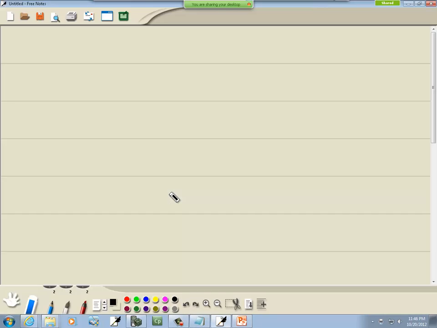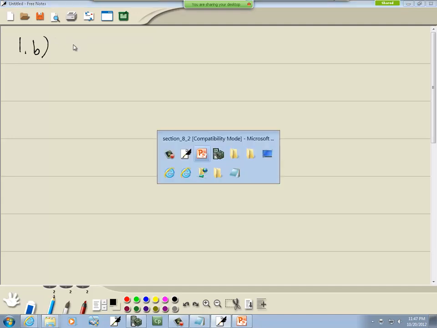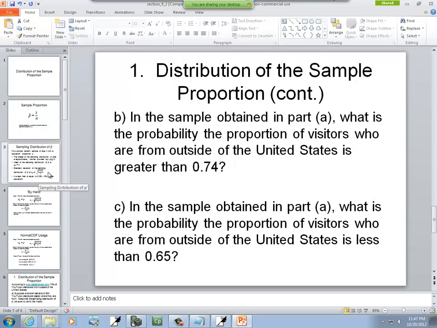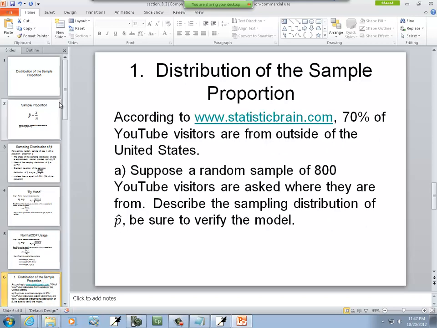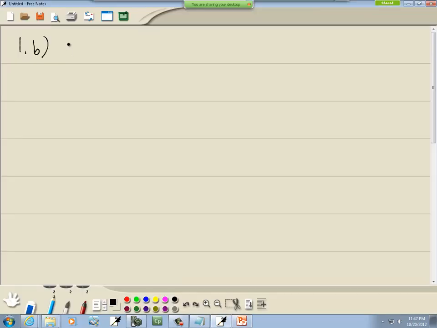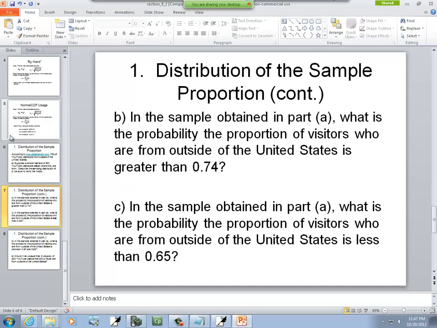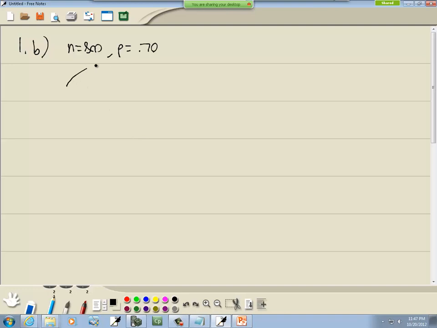Part B. Now, some of this still holds true, so I should write it down again. So n is 800, and p is equal to 0.70. In the sample obtained in Part A, what is the probability that the proportion of visitors who are from outside of the United States is greater than 0.74? So we've got 0.74, and greater than is shaded this way. So that's the picture they're asking about. They're asking for a probability.